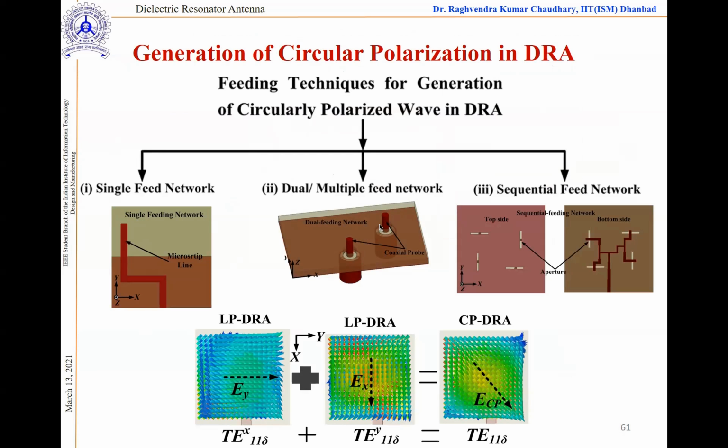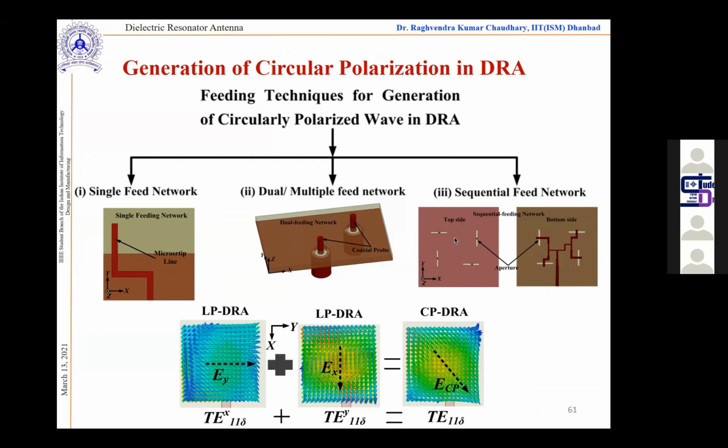If you have a dual feed system, you can produce the orthogonal fields at least, and by varying the locations, you can also manage the phase delay. Sequential is well known: different components will be there, providing you the possibility of getting the orthogonal components. Fine. So here is an example for you.